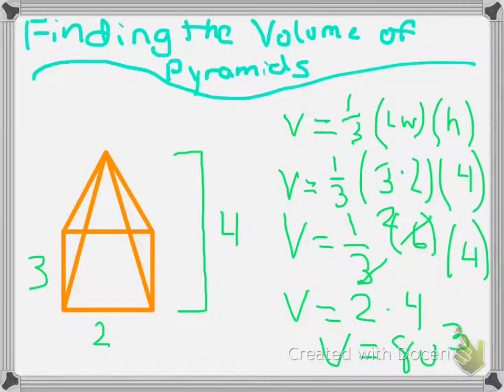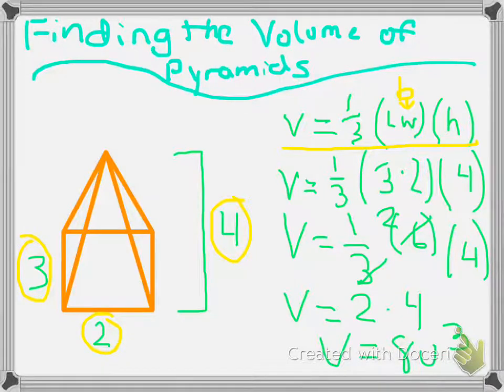Hello, so it's me, Vasu, back with another teaching. Okay, let's see. We're finding the volume of pyramids. So you see, we have a pyramid here in the orange. The height is 4. Well, the length is 2, and the width is 3 of the base. So we have to write out the formula right here. So volume equals 1/3 length width, which is also the base, and multiply that by the height.